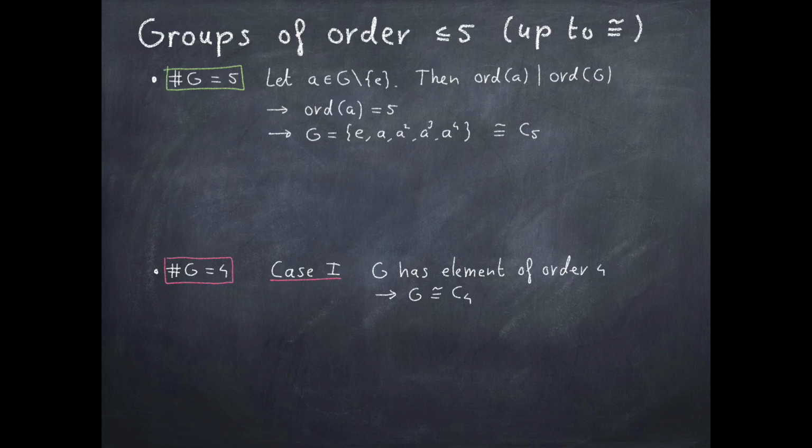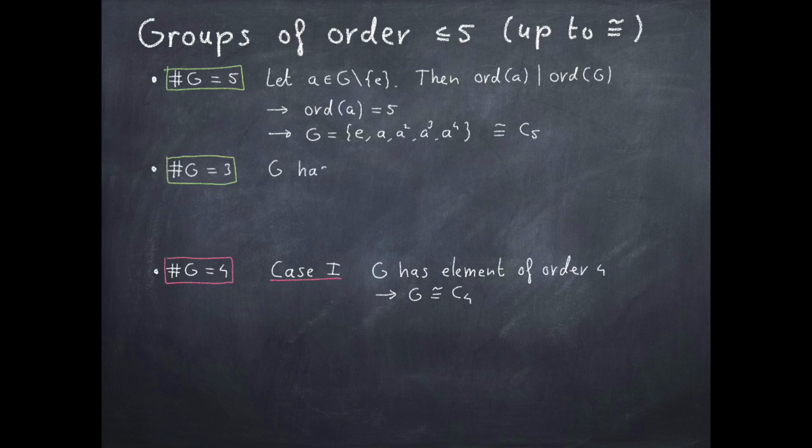By Lagrange, the order of the element a must be a divisor of the order of the group, so it must be a divisor of 5. Since the order of a cannot be 1, it must be 5. This implies that G must consist of all powers of a: e, a squared, a to the power 3 and a to the power 4. In other words, G is isomorphic to the cyclic group of order 5. So up to isomorphism, there's only one group of order 5, and that is the cyclic group of order 5.